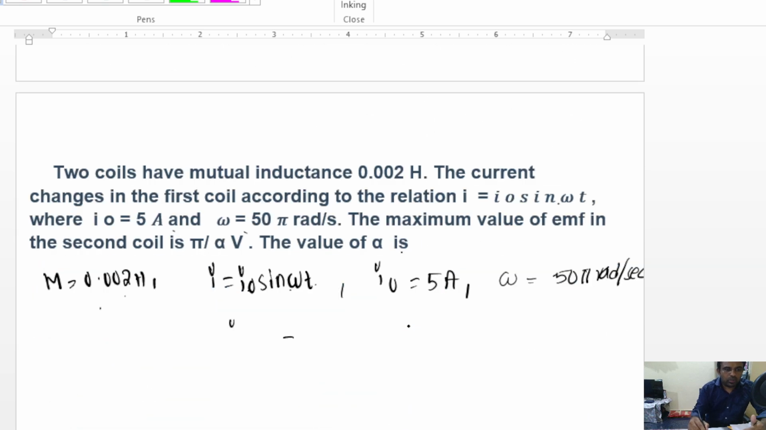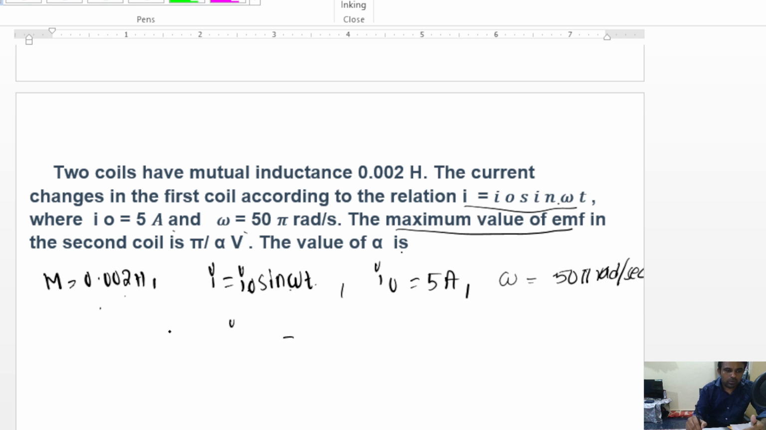Next question. Two coils have mutual inductance 0.002 Henry. The current changes in the first coil according to the relation I is equal to I0 sin omega t, where the maximum value I0 is equal to 5 amperes, and the angular velocity omega is equal to 55 radians per second. We have to find the maximum value of EMF in the second coil.